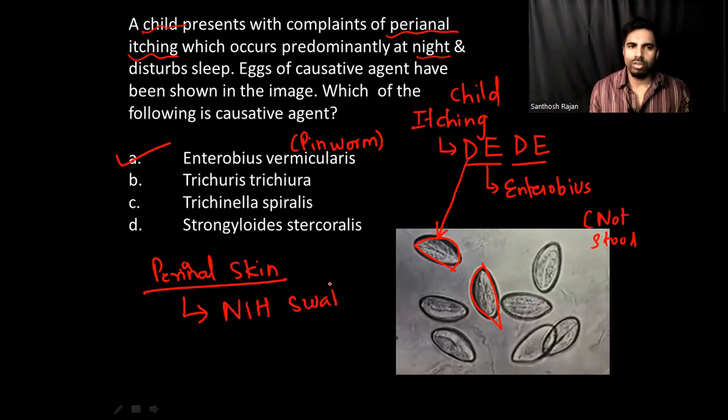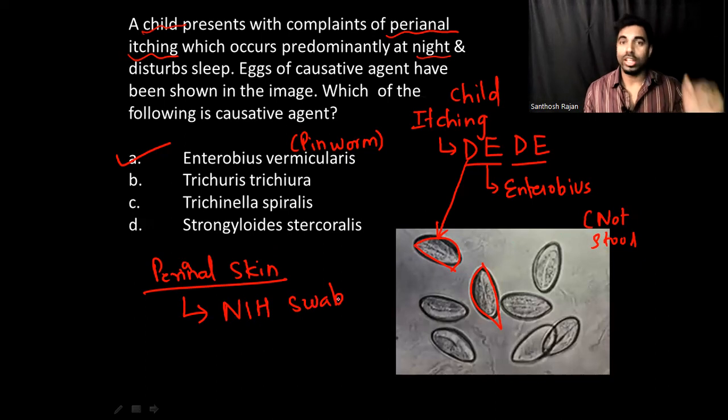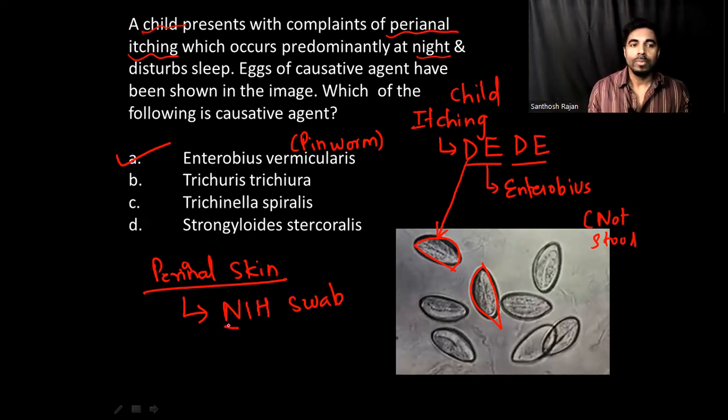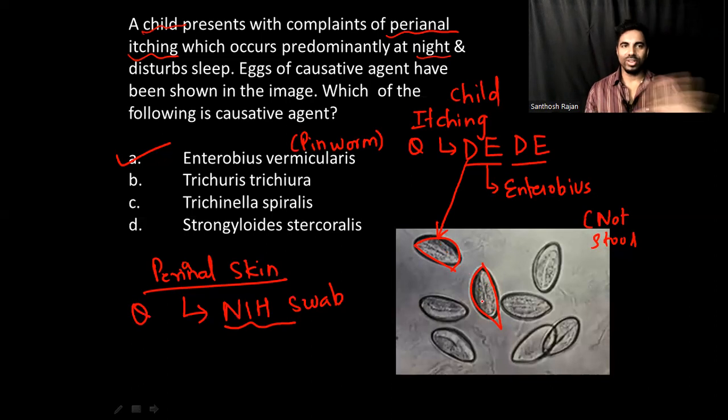It was not asked in the last 5 years, but before that, this question used to be asked very frequently. The NIH swab is the swab that you stick on the perianal region. You stick it and then you roll it and make a smear and put it on the glass slide, and we see under the microscope and check whether it is the Enterobius egg or not. So these are all the questions: itching, Enterobius, the egg which looks like this. This is a plano-convex egg. Very easy.